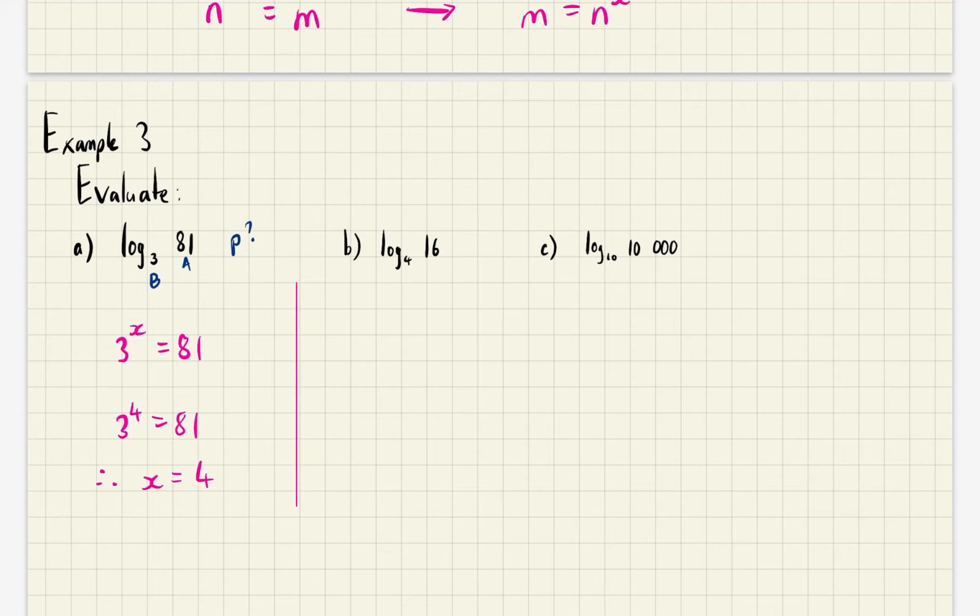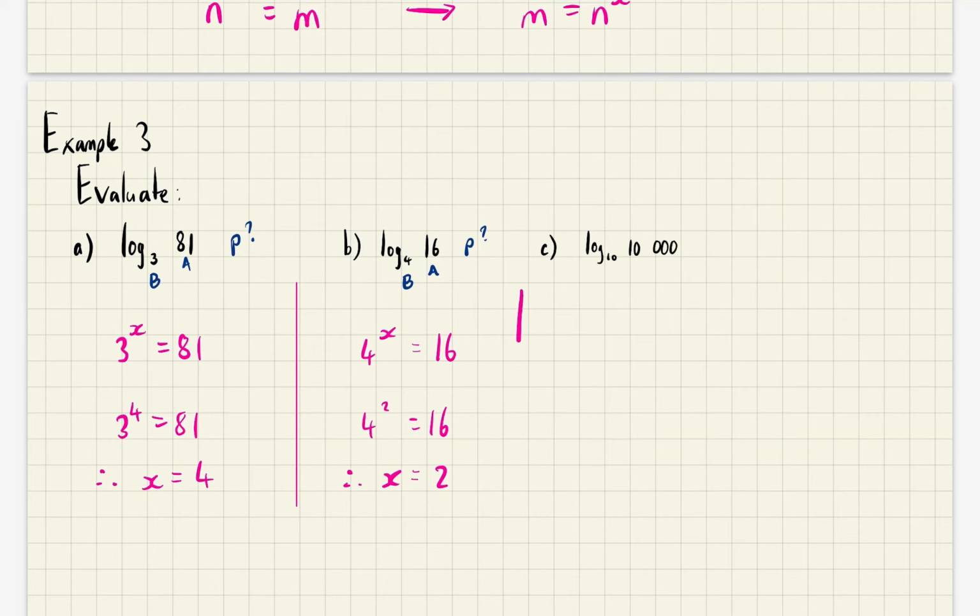I'm going to do it again for b. I'm going to write BAP, B-A-P, don't know what the P is, so it's exactly the same. So I've got my base of 4, my power of something I don't know, so I'm going to call it x, is equal to 16. Now, for this one, 4 squared is equal to 16. So that means that x is equal to 2. And that's the answer for log base 4, 16.